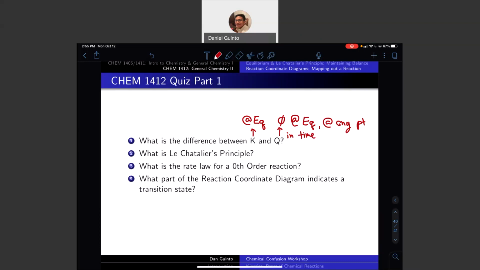So now the next question asks us, what is Le Chatelier's principle? Le Chatelier's principle is the principle that a reaction will want to correct itself away from the direction that is shifting equilibrium. So in other words, a reaction will correct itself when equilibrium is disturbed.